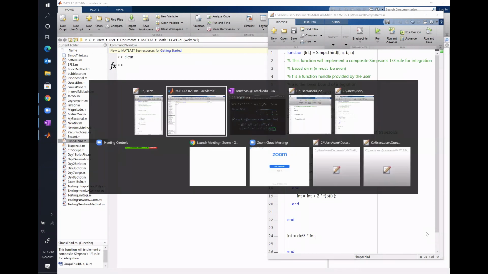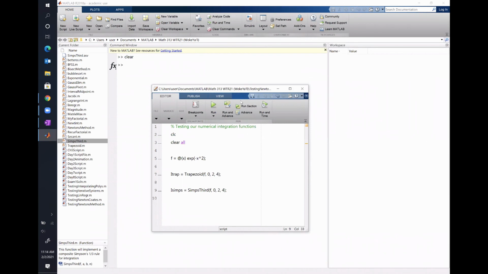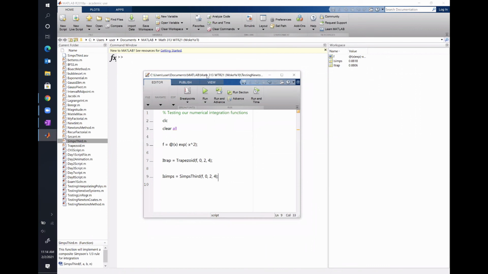So let's go to our testing script. And let's change the name in line 7 to be iTrap. And then Simps equals Simps third of f, 0, 2, 4. And run it. Hey, look at that.